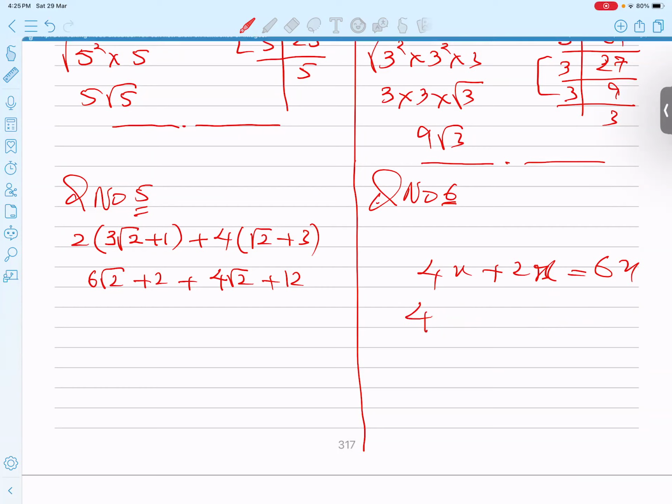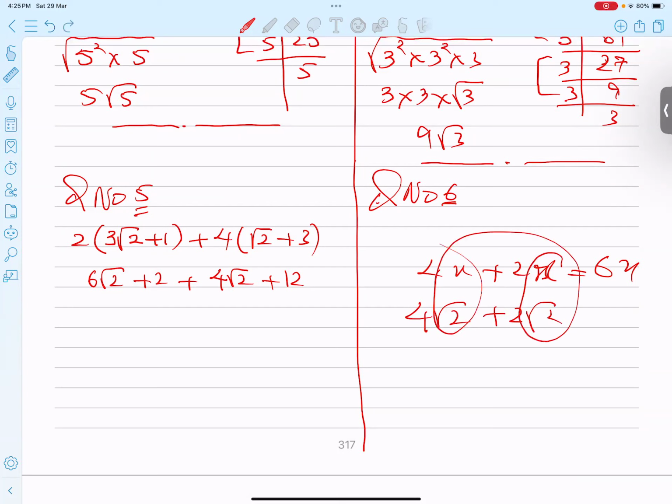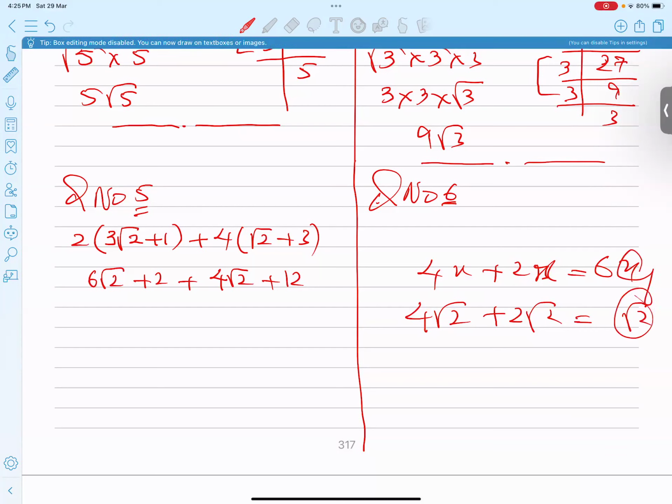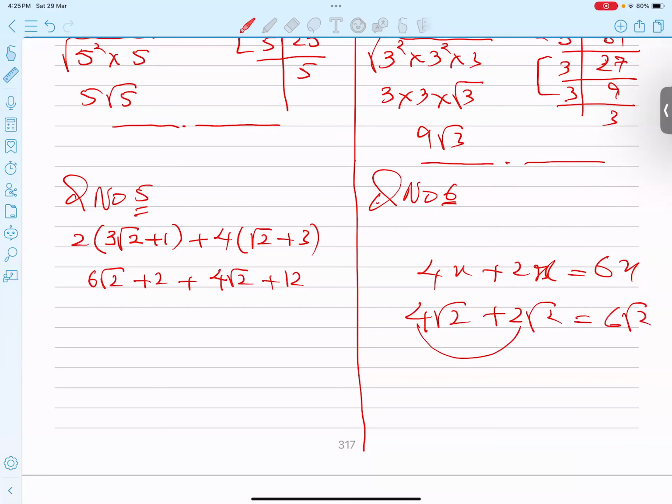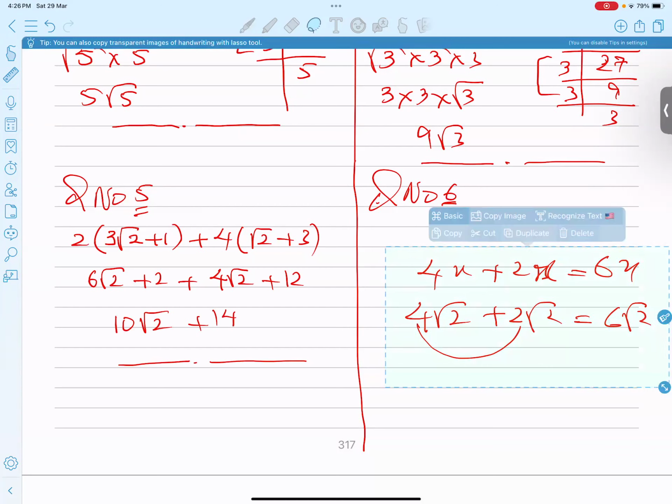Same way, if I have 4 root 2 and 2 root 2, these are dealt with like an x. Like here you wrote x as it is, and the coefficients, the numbers before it, 2 plus 4, you wrote 6. So same here, I write root 2 alone, just like x I wrote, and the number before that I will add. That's simple. So on this question, because root 2 behaves like an x, 6 and 4 I will add, and I got 10 root 2. And 2 and 12 add, I got 14. And this is my final answer. And I believe you got the point very clear.